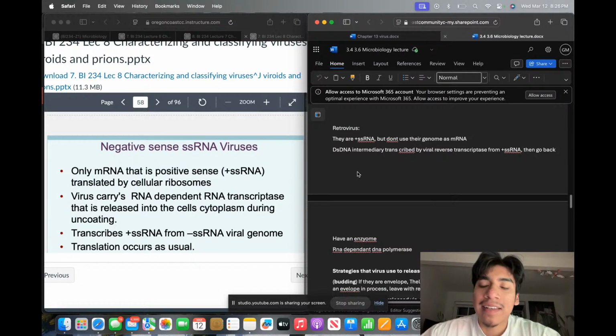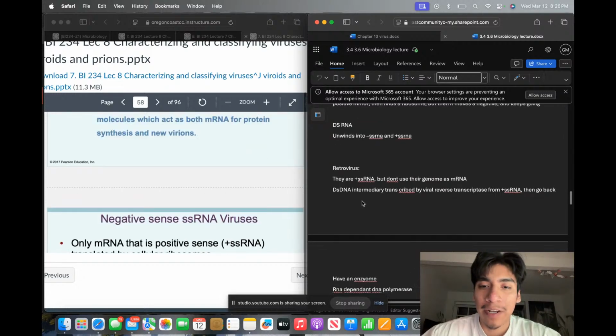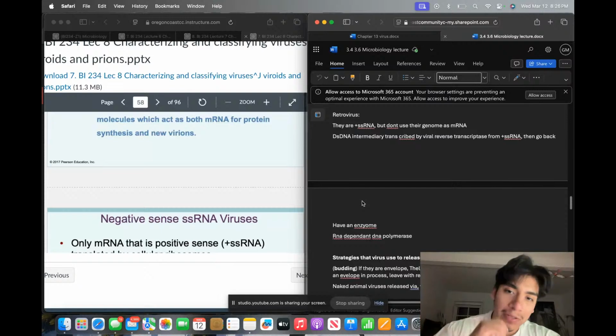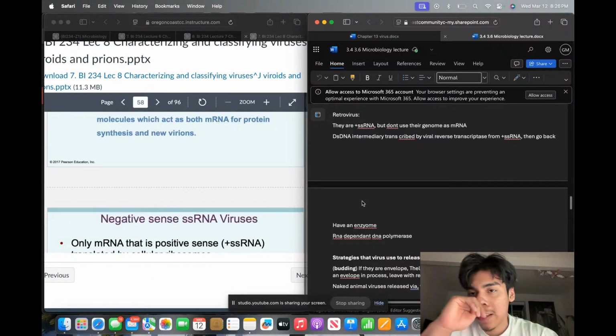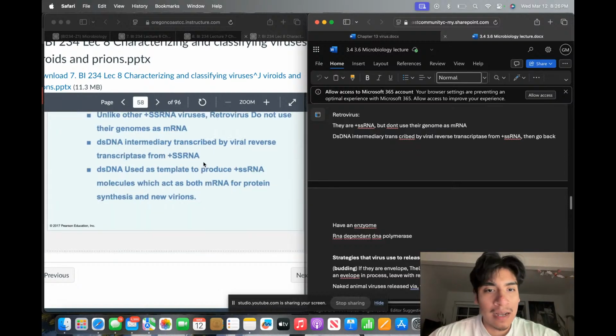So basically, the positive single-stranded RNA in retroviruses uses RNA dependent DNA polymerase, because it's acting on the RNA, where it forms DNA out of the single-stranded RNA. So that's different. That's a good way to think about it. Retrovirus, it's going backwards. So instead of going from DNA to RNA, it's going from RNA to DNA. So that's how it goes.